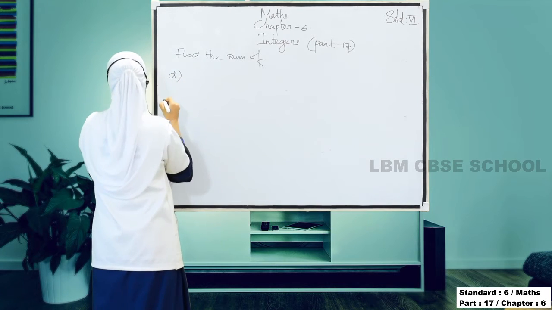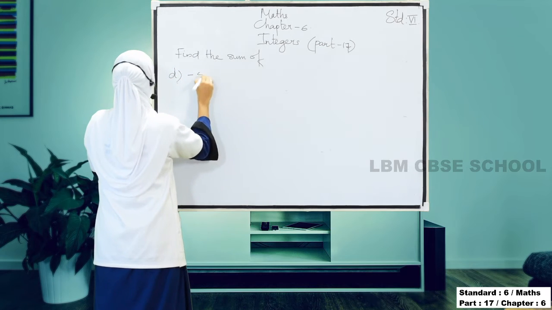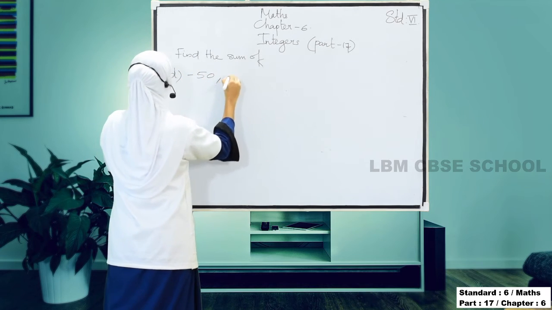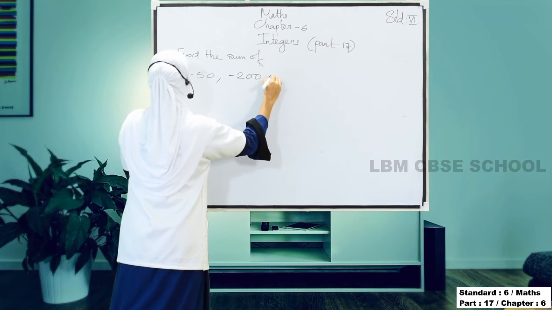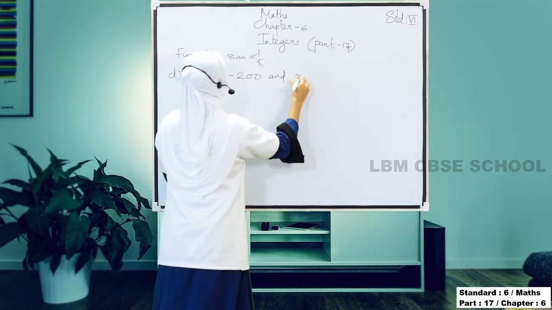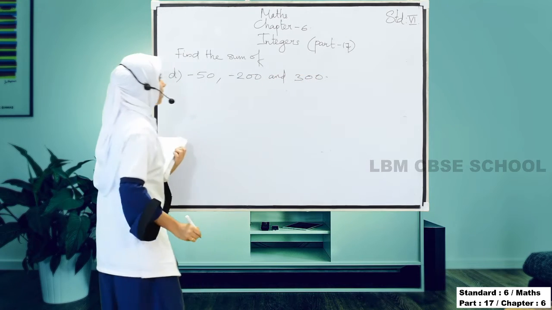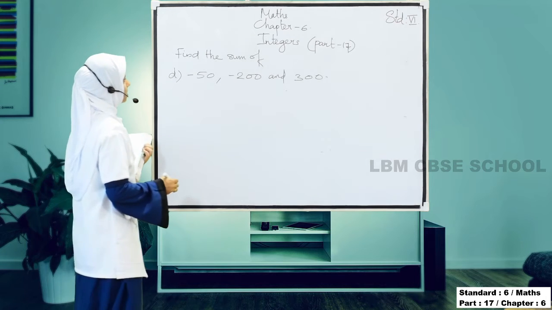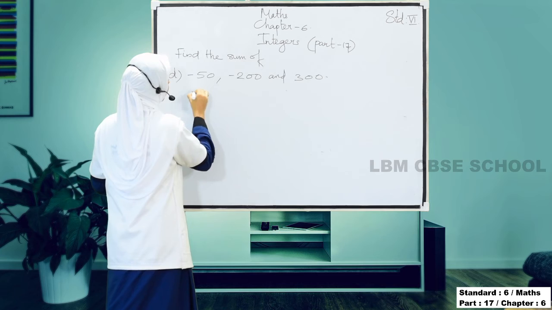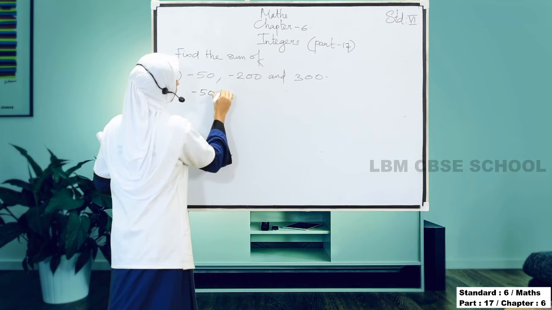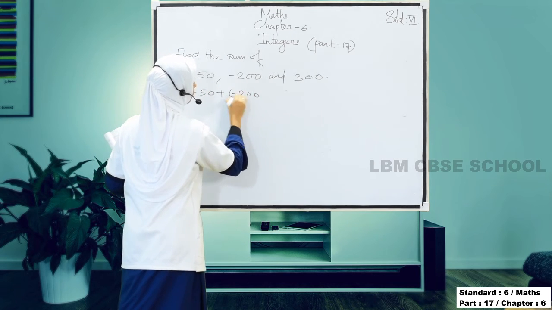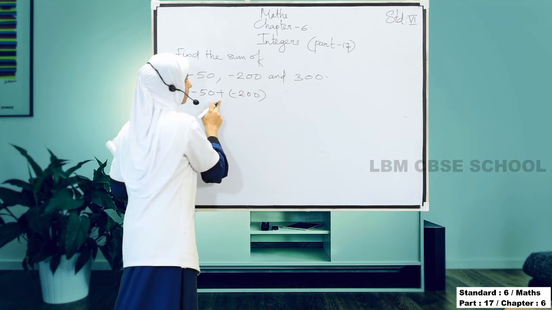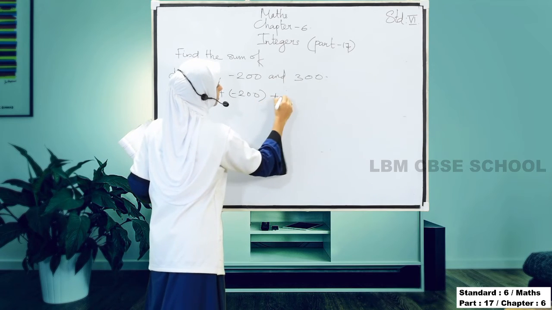Question number D. Minus 50, minus 200 and 300. So, first we take minus 50 plus minus 200. We have to add. That's why I put a plus sign here. Plus 300.